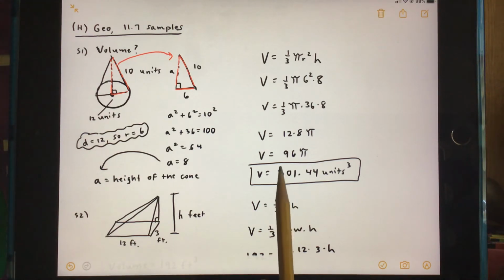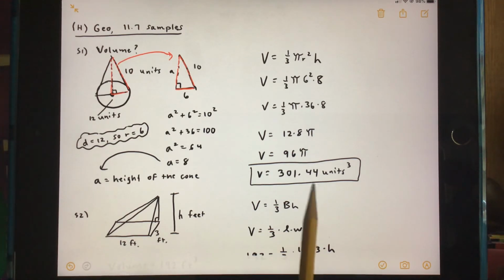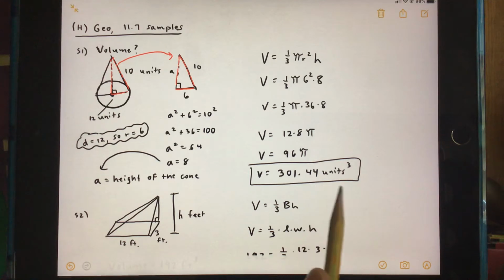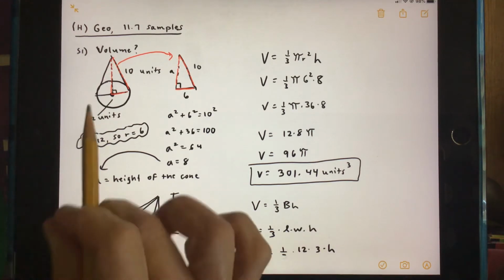So volume is equal to 96 times 3.14. I am using the value of 3.14 for all of these problems because not everyone has a pi button on their calculator. All right, so that gives me 301.44 units cubed for the volume of this cone.